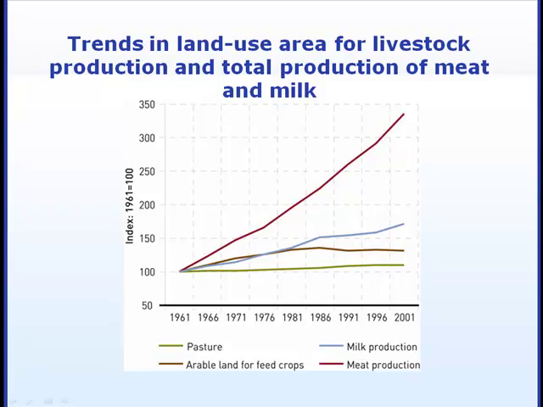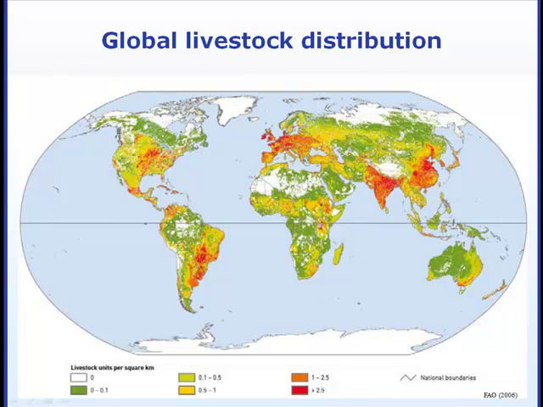Here we see trends in land use area for livestock production and total production of meat and milk. And the steep increase there is related to meat production. So this slide came from the United Nations FAO, and it shows that when we look at land use and how land use is linked to different production practices, meat production and the increase in meat production has the largest impact on land use. And that is why the United Nations FAO and other international agencies and entities like World Bank and so on make that link of how does a growing demand for animal protein affect ecosystems and land use.